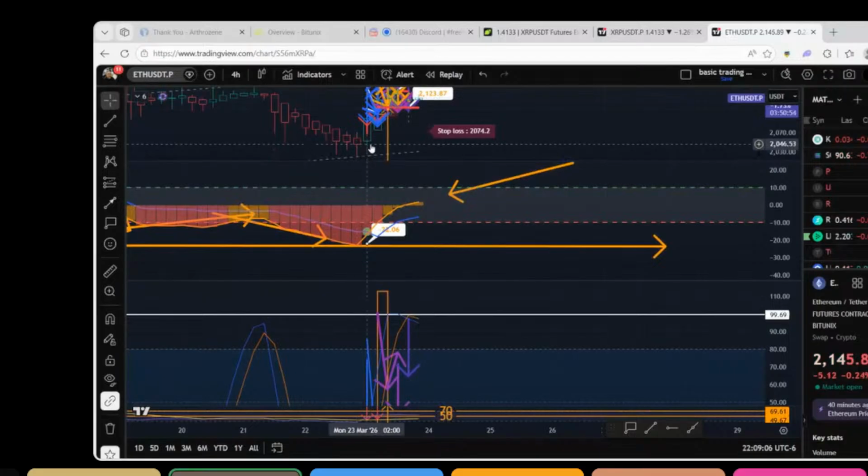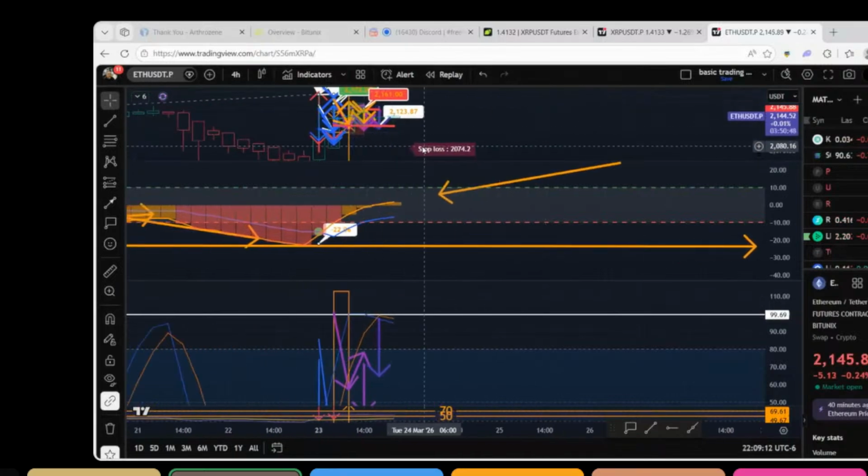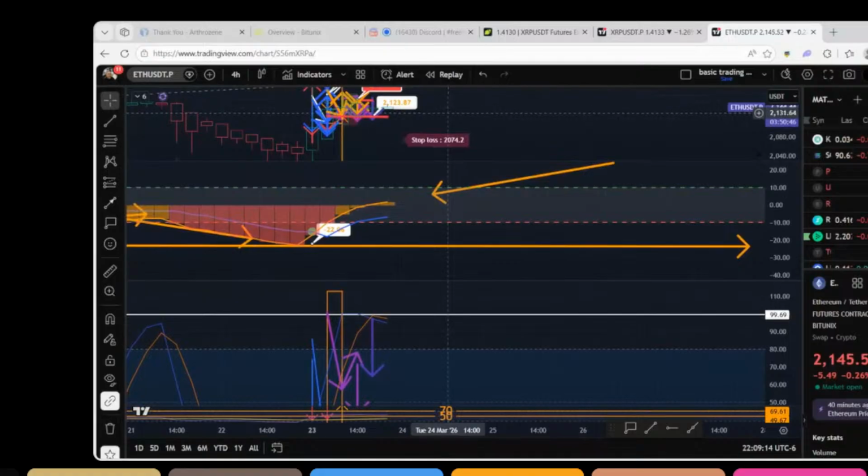Yeah, I bought it at 2009, and I was in a trade up until the other day when I got pissed off because I got liquidated. So I closed that trade too, and I was like, damn it, I should have just added to it. Yeah, yeah, it's a big move.